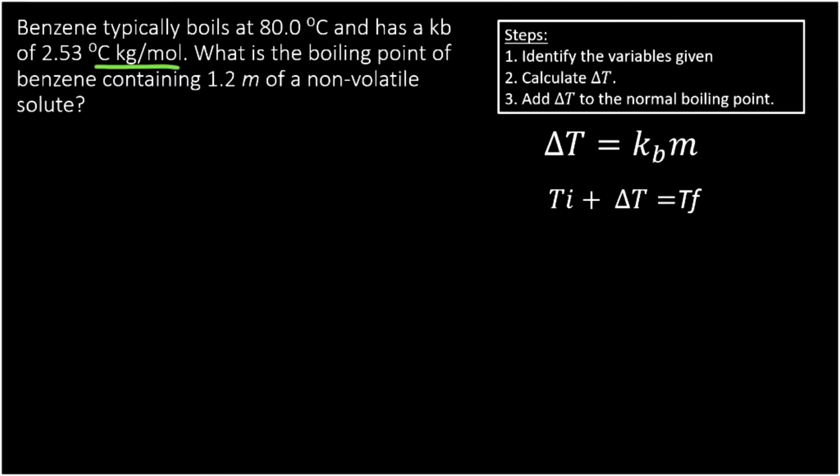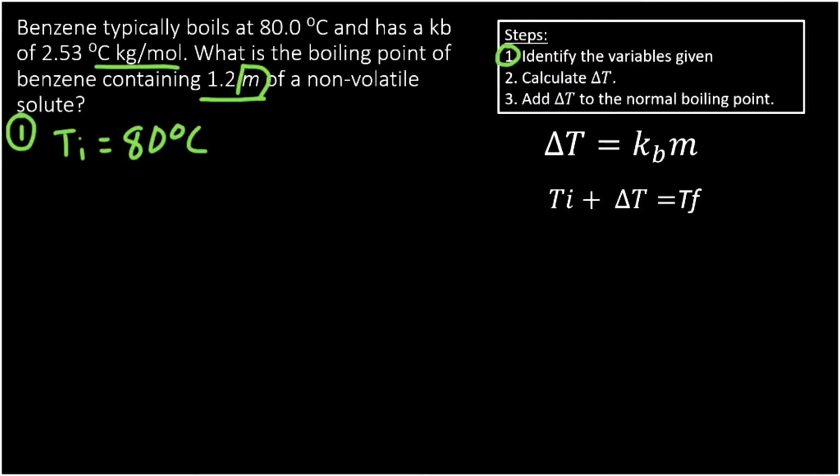And then it wants to know what's the new boiling point, the elevated boiling point of benzene containing 1.2 in terms of molality of a non-volatile solute. So that italicized m means molality. And basically here, we're going to follow the same steps we did for our freezing point depression. We're going to identify the variables given. Always a good thing to do when we start a problem. And the variables given here are our original boiling point, which is 80 degrees Celsius.